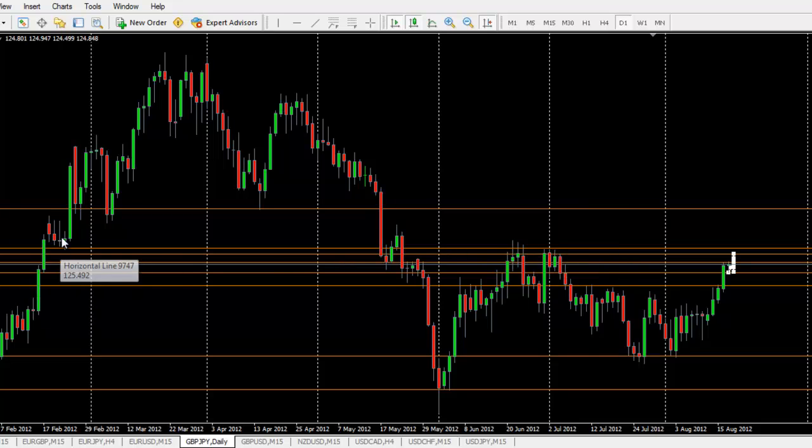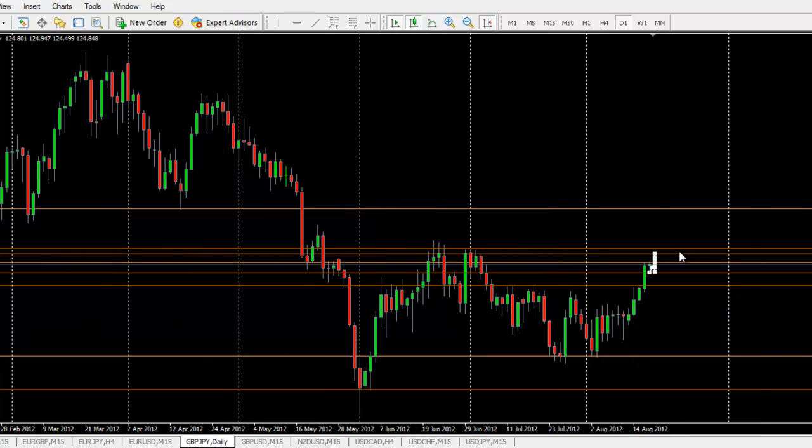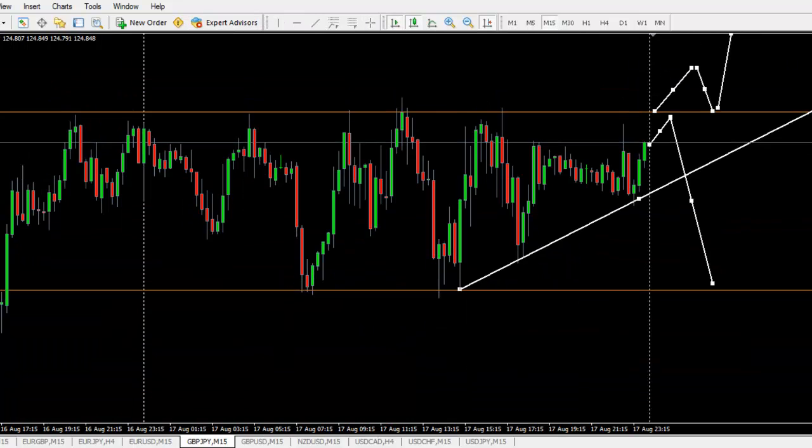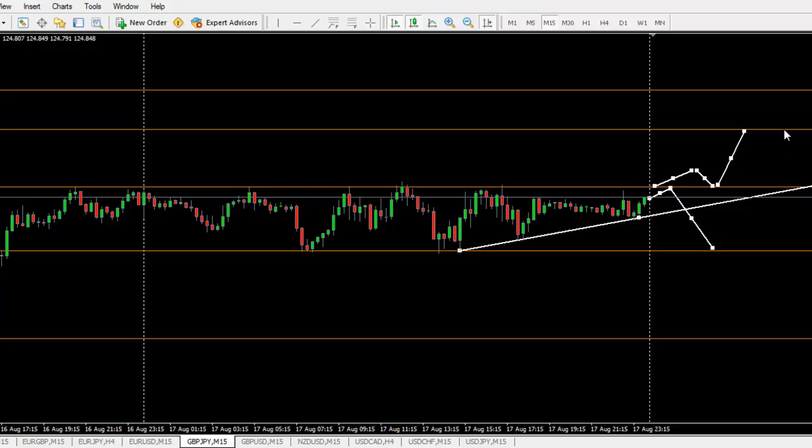It wants to break it, and it seems to want to stay on one side or the other. Okay, so let me drop the 15-minute chart again. So when we get up to this area, we are really going to find some major issues. We may not get that far.